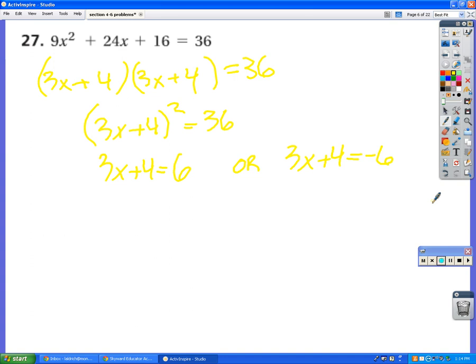How do I solve this one? You subtract 4 and then divide by 3. So 6 minus 4 is 2, and then I divide by 3. 2 divided by 3 is 2/3. How do I solve this one? Same way, subtract 4. But this time, since it's negative 6 instead of 6, it's going to be negative 10. And then if I divide that by 3, I get negative 10/3, because negative 6 minus 4 is negative 10.